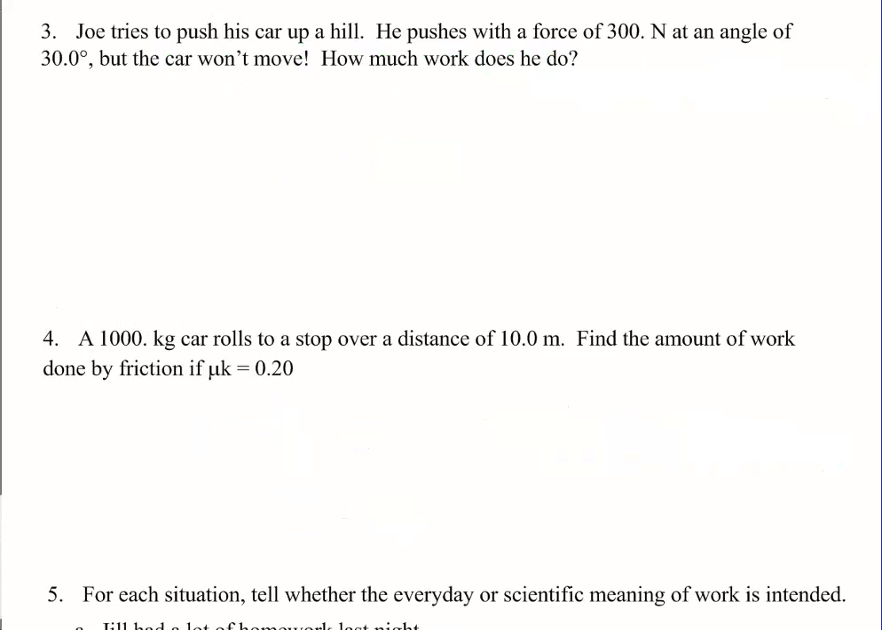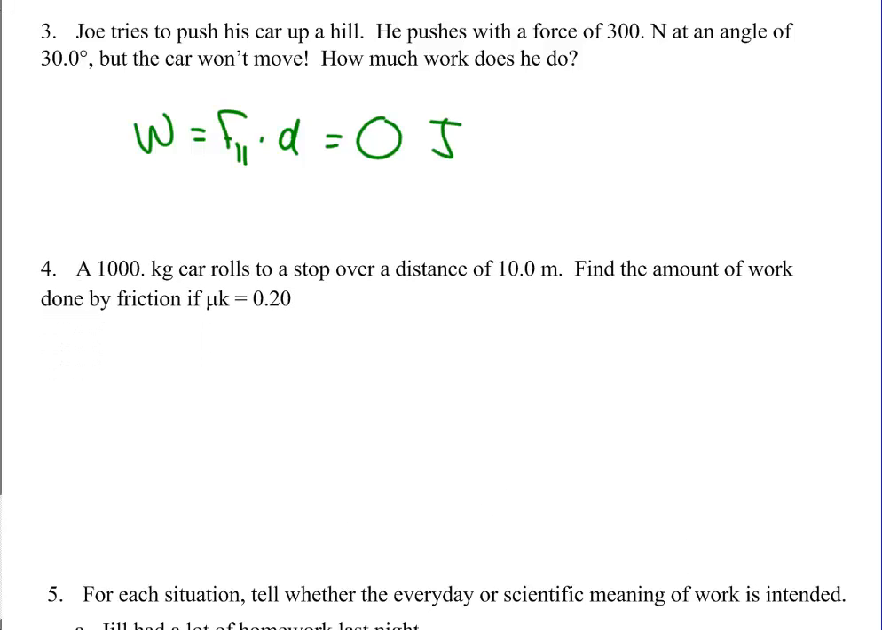All right, let's take a look at this one. Joe's pushing his car up a hill. He uses a force of 300 newtons. He's pushing at an angle of 30 degrees, but the car won't move. How much work does he do? Well, let's set it up. We have work equals force parallel times distance. Well, we know the force, 300 newtons. We know the angle, it's 30 degrees, but it won't move. What's our distance? Well, if it doesn't move, then our distance is 0. If you apply force and nothing happens and nothing moves, guess what? You do no work. That can be somewhat discouraging when you're pushing on something and you're expending an awful lot of energy, it feels like, but nothing happens. So according to classical mechanics, you're doing no work.